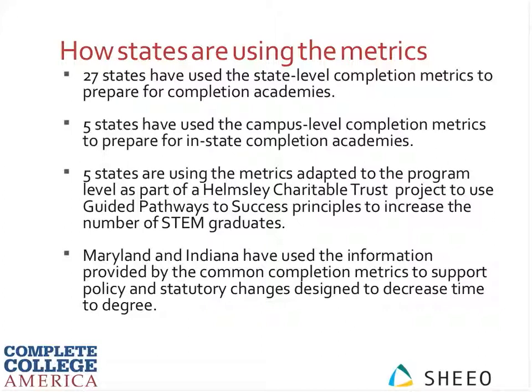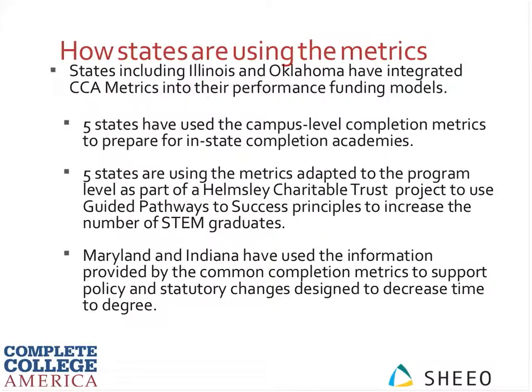Maryland and Indiana have used the information provided by the completion metrics to pass some really large policy changes through legislation on college preparation and college success. That came in large part from looking at their credits and time to degree and their remediation policies, and looking at strategies that would attack those directly. So the metrics have had considerable impact in some states in legislation. Next slide, please, Katie.